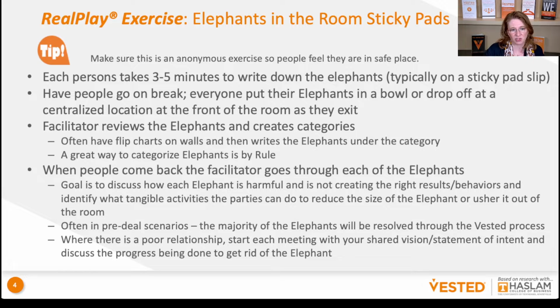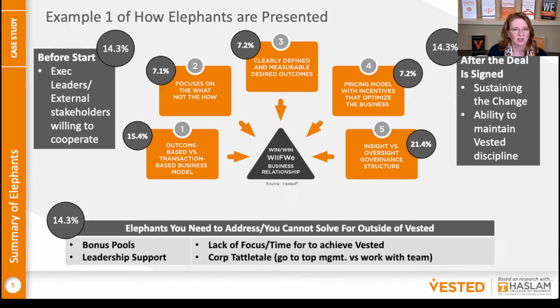and facilitate a discussion. Now, in pre-deal scenarios, before people start to go down their vested journey, the majority of the elephants will actually be resolved through the vested process. Now, when you have a particularly poor relationship that you're trying to improve over time, you should start every one of your meetings with a shared vision and statement of intent and talk about how you're making progress, or the group is making progress, on getting rid of that elephant. And you'll find that by simply putting the elephant in the room, they get much smaller, and it's easier to usher them out.